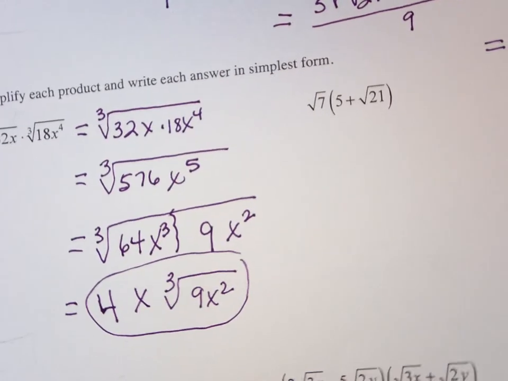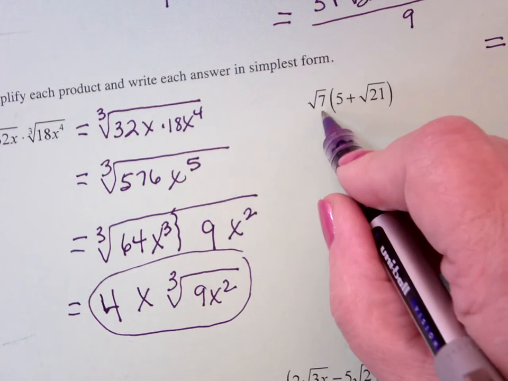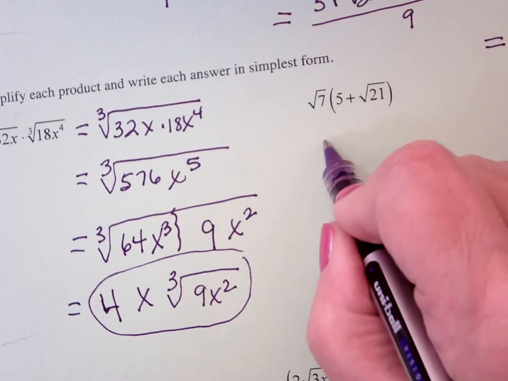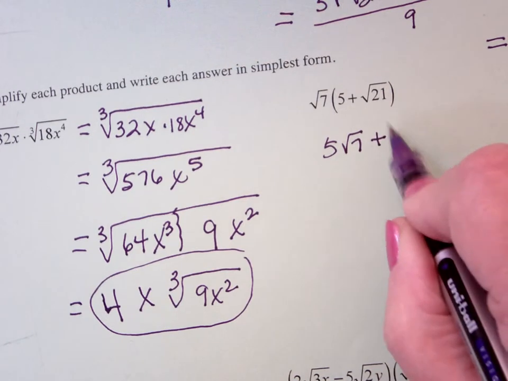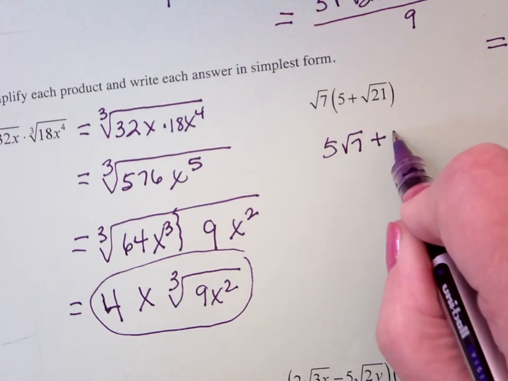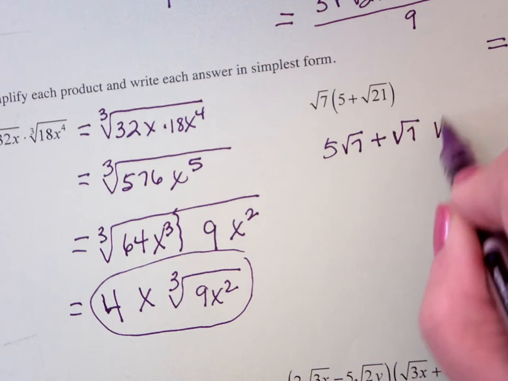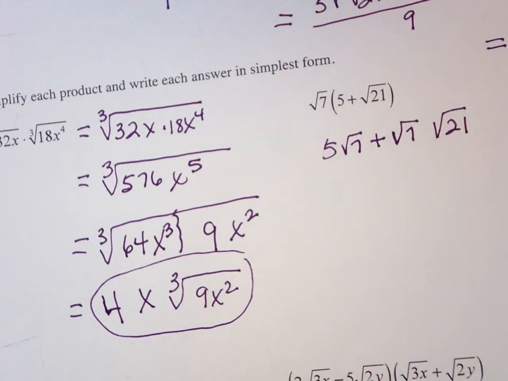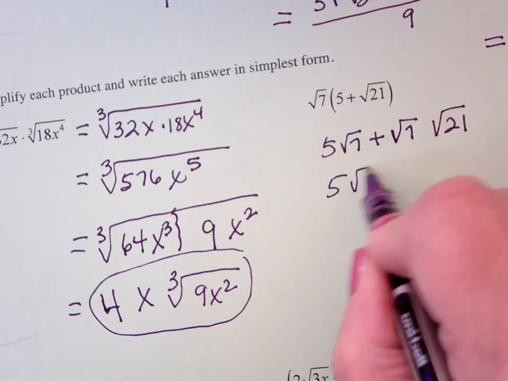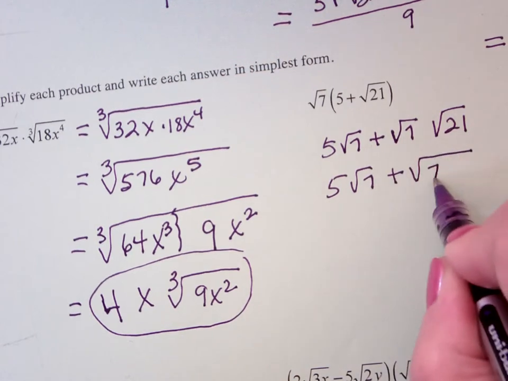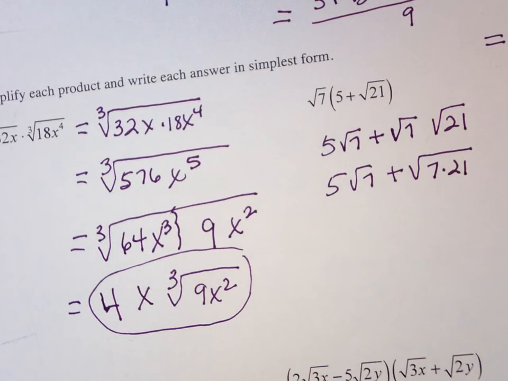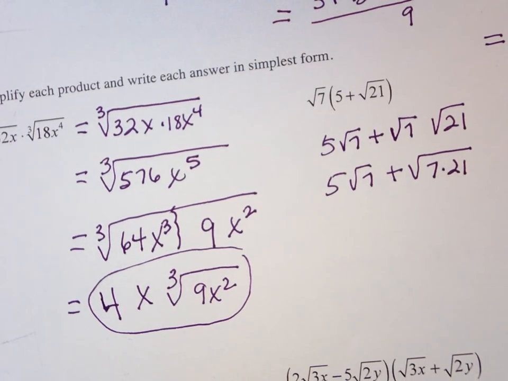This is the distributive property, so square root of 7, so this says I've got 5 square roots of 7 plus the square root of 7 times the square root of 21, which is 5 square roots of 7 plus the square root of 7 times 21. That first line, you're just rewriting it in the proper order after you distribute it, right?